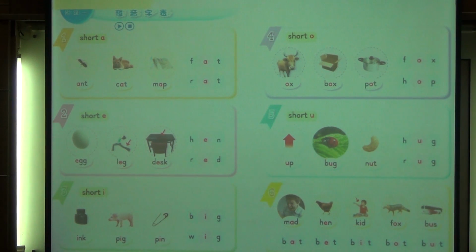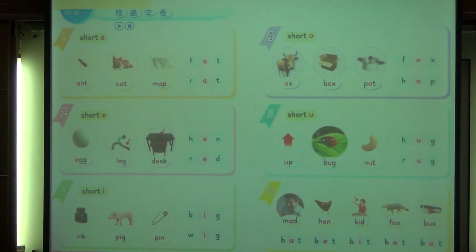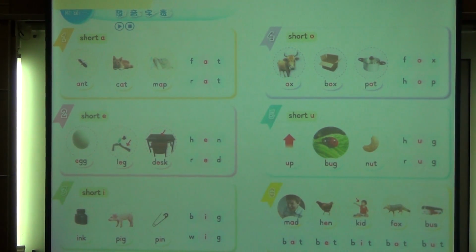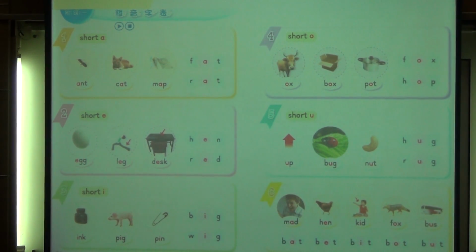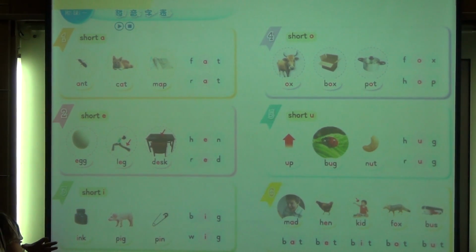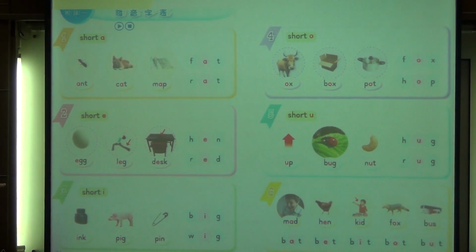So we're just going back and forth. That's right. Ready? Go. Ant. Cat. Rat. Okay, so this is how it goes. If you're number 1, you read the first vocabulary. If you're number 2, you read the second vocabulary.